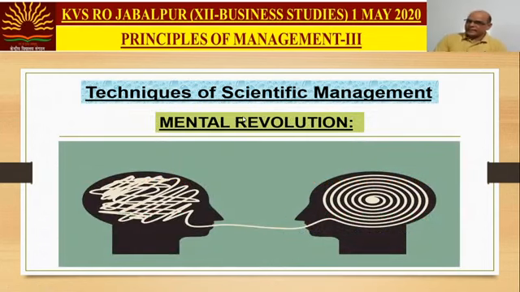All the scientific techniques were not applicable without a complete change in the mental outlook of the workers. So Taylor wanted all the workers to have a clear-cut view that without managers, workers cannot survive, and without workers, managers cannot survive. I hope you found it interesting and the concept is clear to you.